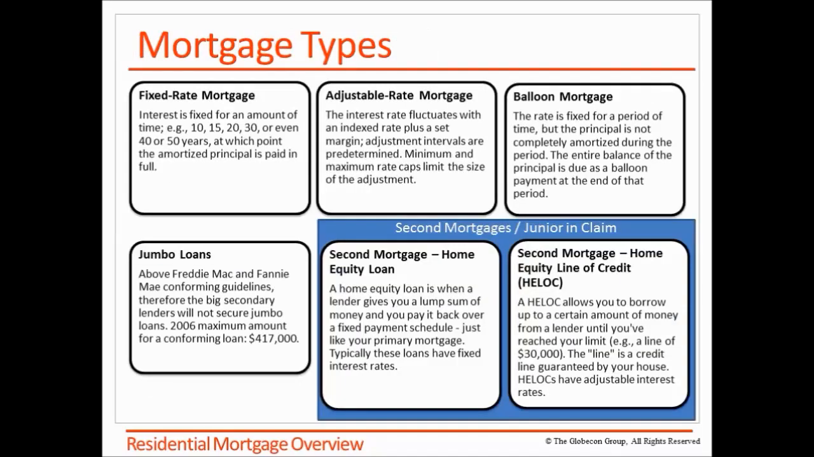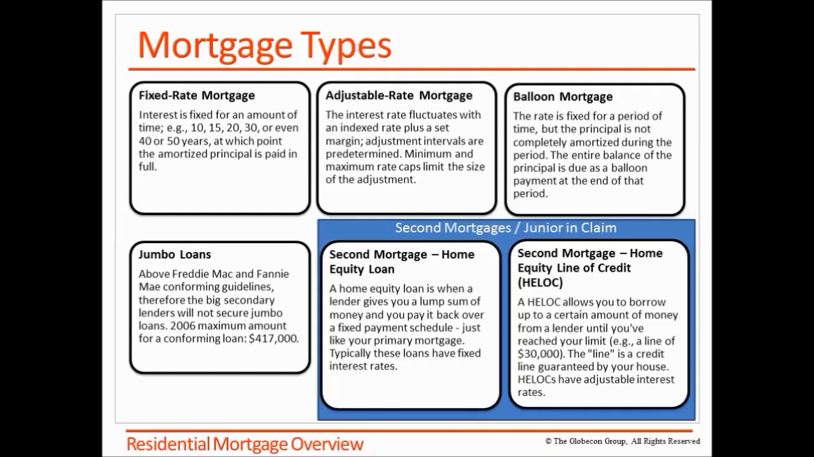So now let's take a look at different mortgage types. Now, mortgage types are very complicated, and there are lots of different mortgage types out there. But I want to give you an idea of some of the wide variety of mortgage types that are available. The first that we're going to look at is a fixed rate mortgage. Now, interest is fixed for an amount of time. So it can be a 10, 15, 20, 30, even 40 or 50-year loan, at which point the amortized principal is paid in full. So for our example, if we get a 30-year loan, it's going to have a fixed rate of whatever that interest rate is that you agree upon with the financial institution.